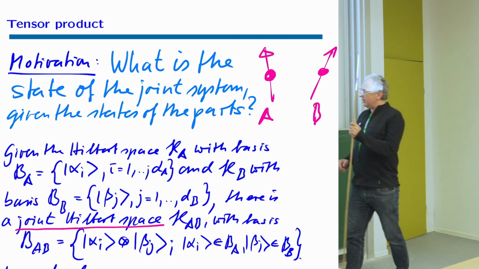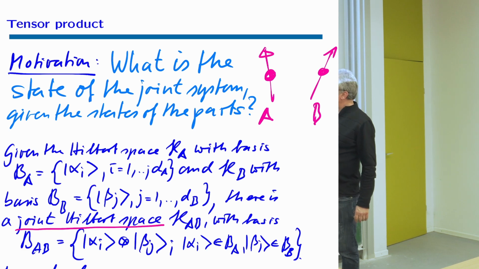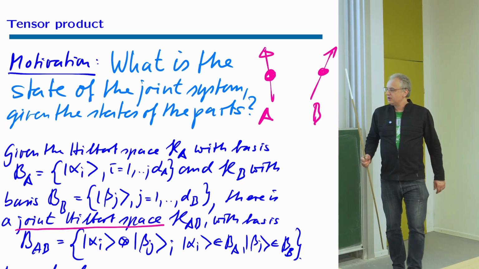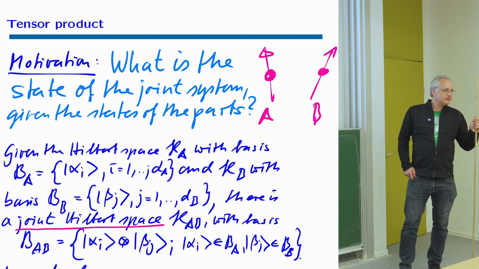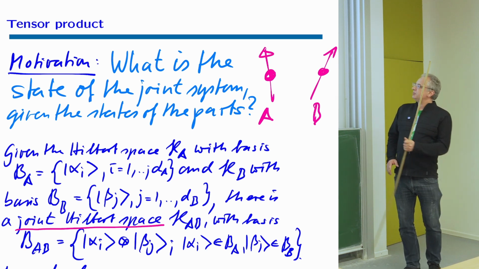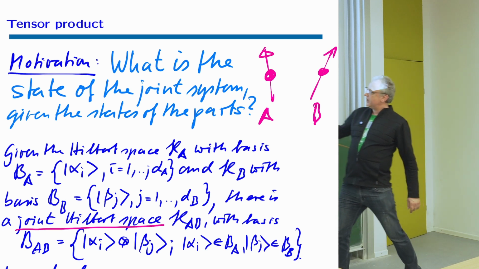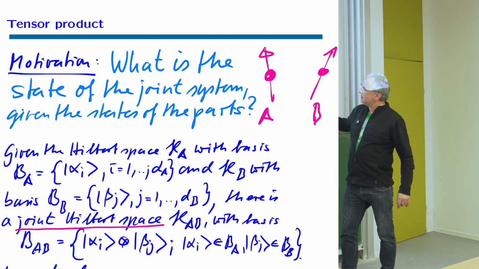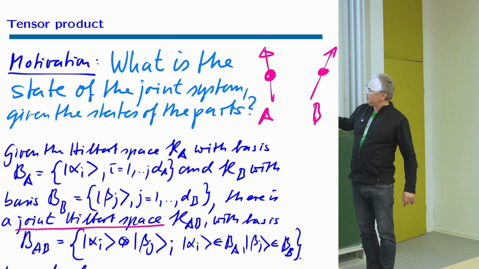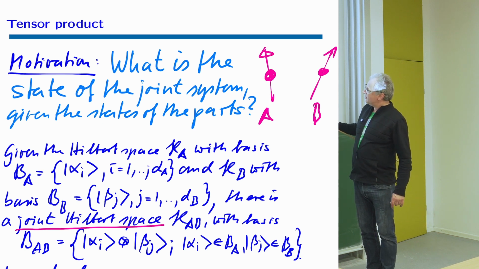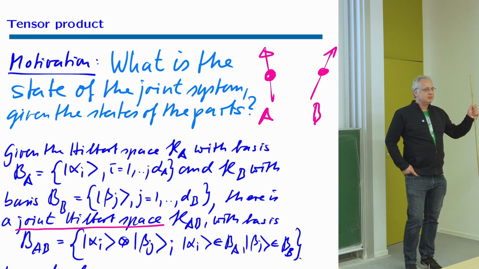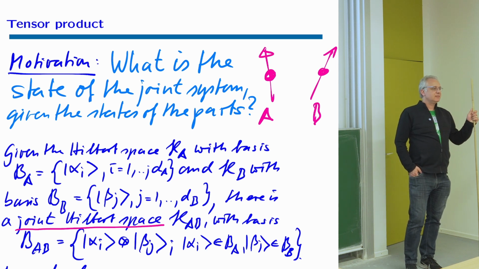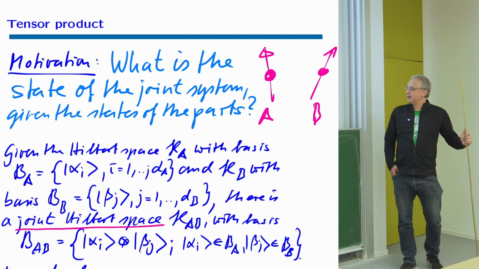An important thing has been cut. Well, I don't know, important. Somewhat important, and that's the dimension of the new space. So suppose this space HA has a dimension dA, and HB has a dimension dB. Do you know what the dimension is of the joint Hilbert space? The product. Yeah, exactly.